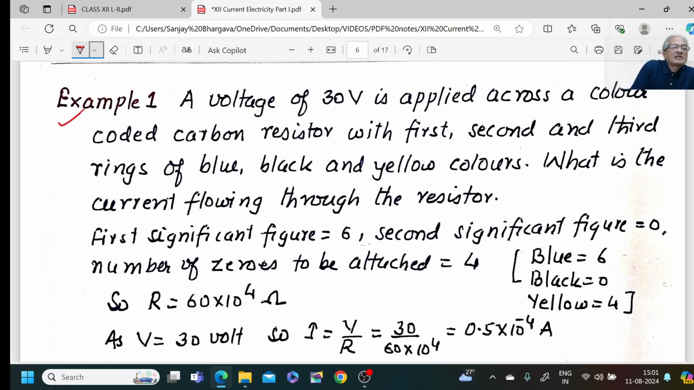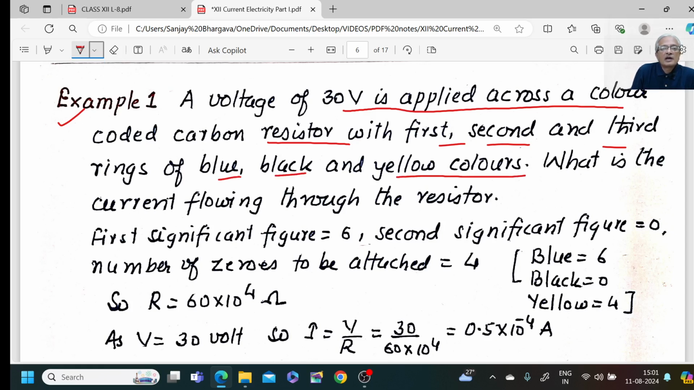For that we have example 1. A voltage of 30 volt is applied across a color coded carbon resistor with first, second and third rings of blue, black and yellow colors. What is the current flowing through the resistor? The first significant figure is blue. It represents digit 6. The second significant figure is black. The digit is 0. And the third is yellow, and it tells me the number of zeros to be attached to the first two significant figures. So blue is 6, black is 0 and yellow is 4.